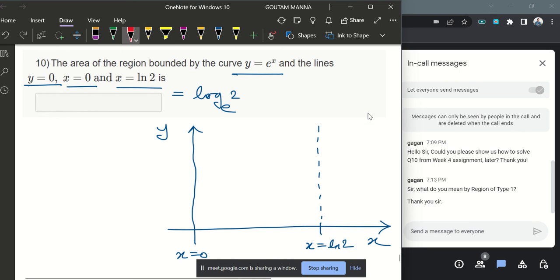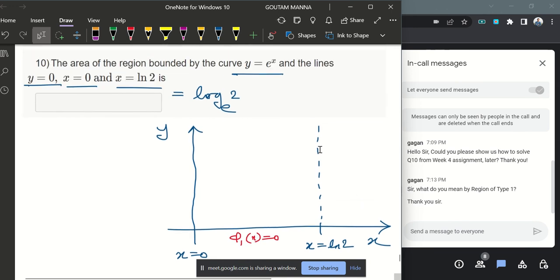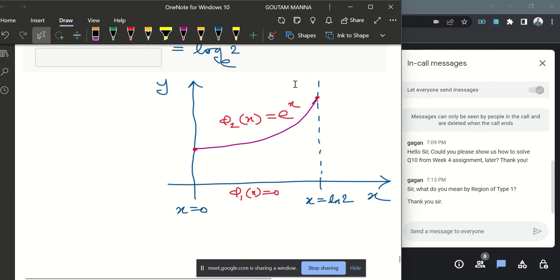So y is varying from 0, you can call this phi 1 x equals 0, and the upper limit of y is e to the power x. So e to the power x means at x equals 0 it is 1, and at x equals ln 2 it is 2, and it will vary like this. You can call it phi 2 x equals e to the power x. So we are asked to find out the area of this region.